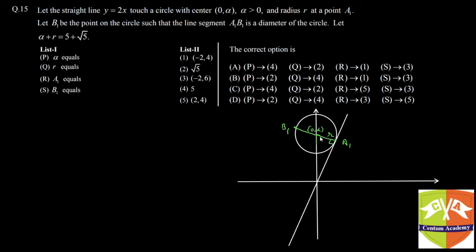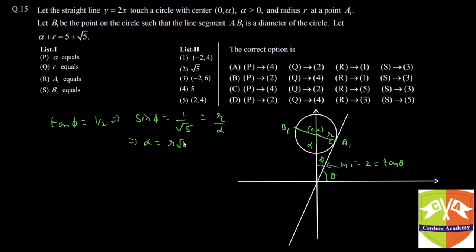Now, what is the relation between alpha and r? By the way, the slope of this line is 2. Suppose this angle is theta, then this will be tan theta. And suppose this angle is phi, and these are complementary angles. And you know what is tan of pi by 2 minus theta? It is cot theta. If cot theta is 2, then tan phi will be half. So my tan phi is equal to half. And if tan phi is half, then sine phi will be 1 by root 5. And by the way, in terms of alpha and r, this perpendicular is r and the hypotenuse is alpha. So this will be r by alpha. So my alpha is actually root 5 times r.